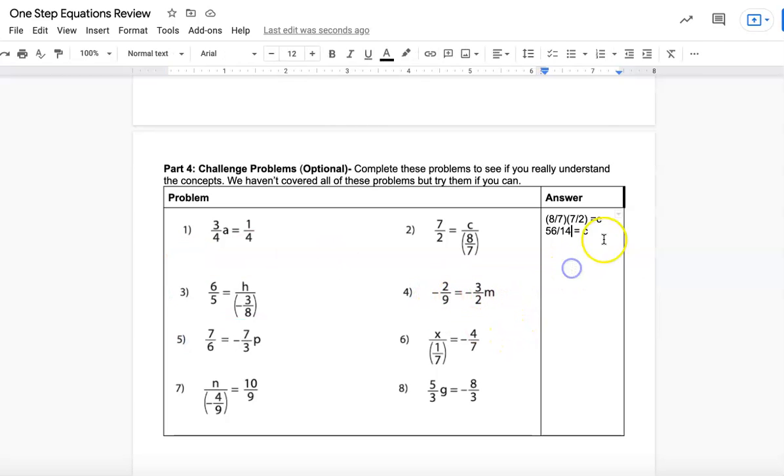So let's try number 4. I'm going to get rid of that, sorry. So number 4 is -2/9 equals -3/2 times M. And since there's a negative on both sides, before you even multiply, you can get rid of those negatives and just treat it as 2/9 equals 3/2 times M. Okay, and then to get rid of the 3/2, we're going to multiply by the inverse, 2/3, on both sides. So this would be 2/9 times 2/3. And then that side, those canceled, so you just have M. And then 2 times 2 is on top, so 4, and 9 times 3 is 27. So that's equal to M.